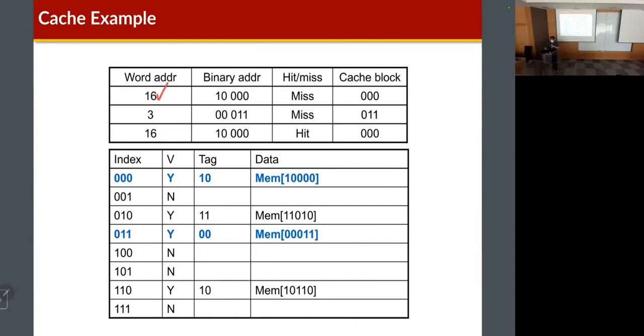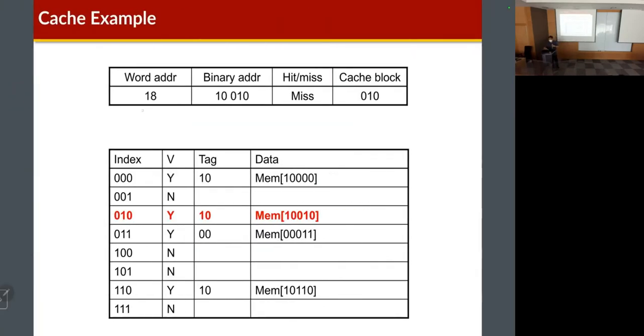So how about the 16? The address is 10000, so we need to access index number 000. And there is no data in this cache entry, so this is a miss. 00011, no data, miss. How about the 16 again? The same data is accessed again. We can find this data in the cache, so this is a hit.